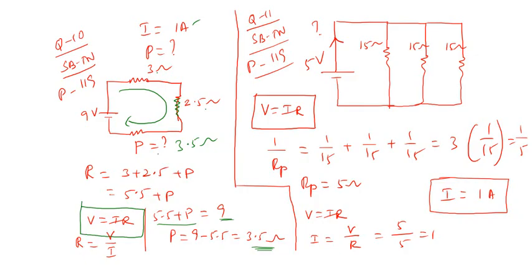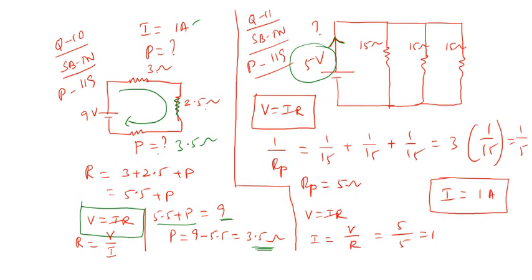The another problem, that is question number 11, where 3 resistors are connected in parallel, all 3 resistors have same values as 15 ohm, 15 ohm, 15 ohm. They are connected to a 5-volt battery. They are asking what is the current drawn from the battery. Just we have to apply the formula effective resistance in parallel and then Ohm's law.